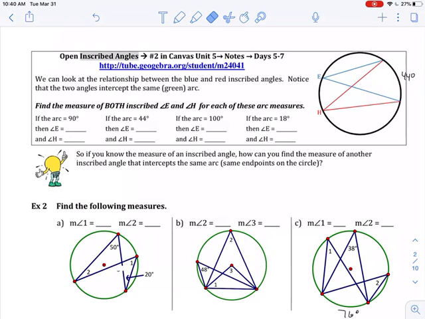Okay, so moving on with the day 5-7 notes. Now what we're going to look at is a relationship between the blue and red inscribed angles. Notice the two angles intercept the same green arc. So here's the point we're trying to get to, right?